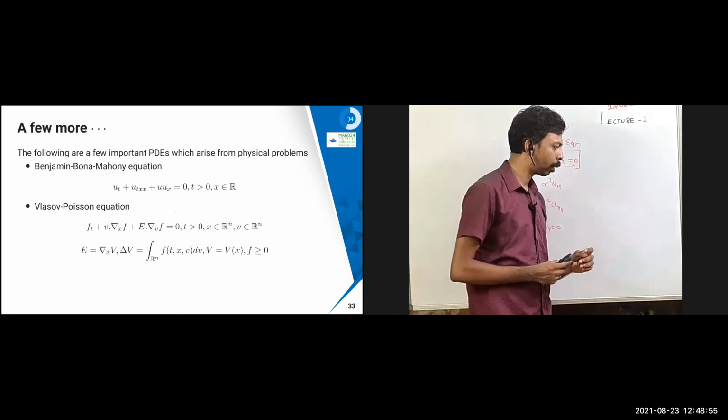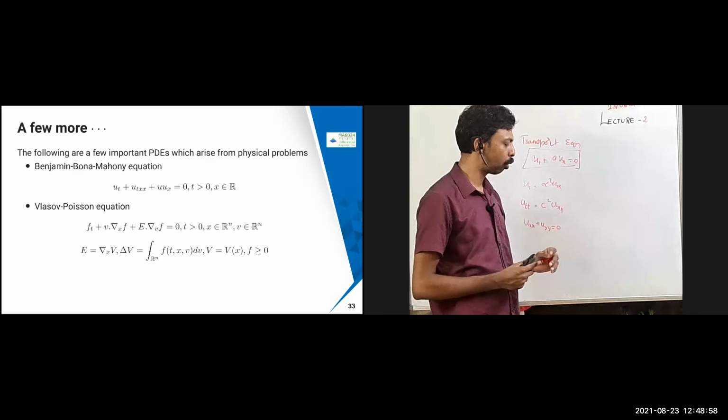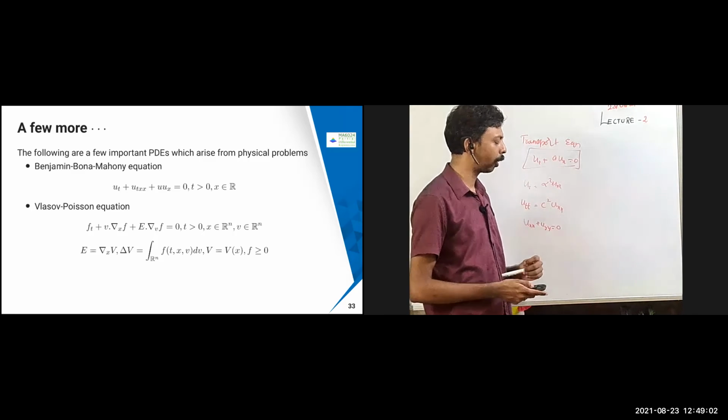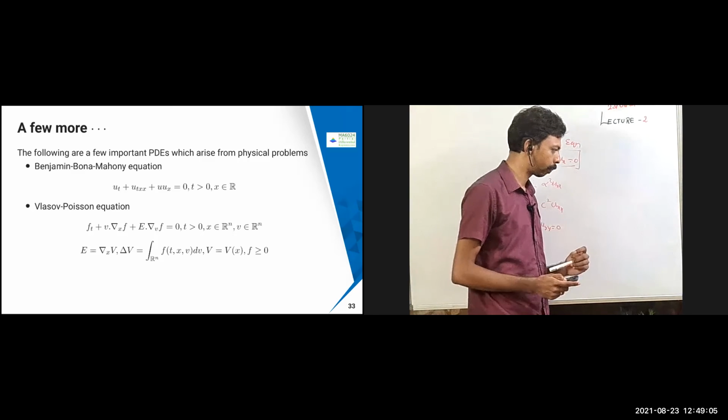Then this one, again, the Benjamin-Ono equation and the Vlasov-Poisson equation. These are all some physical problems which you can explore on the internet.